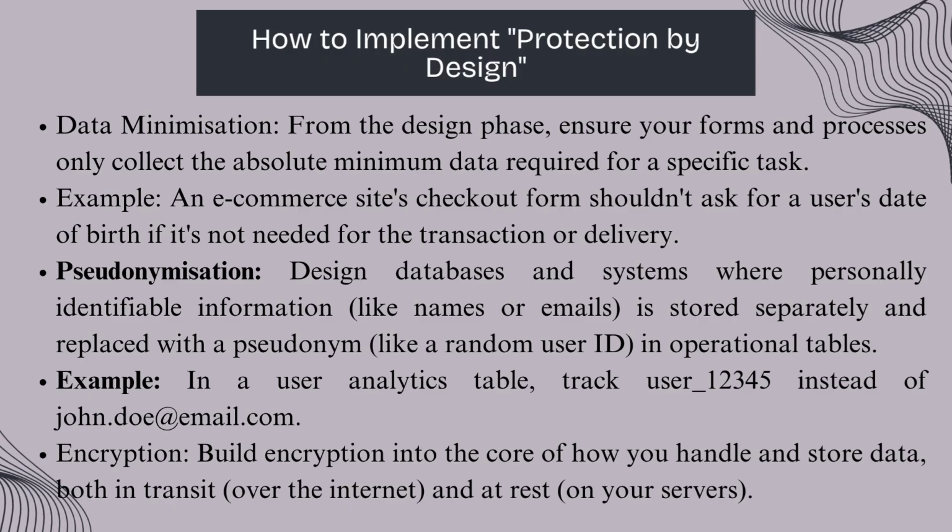The idea is simple: privacy shouldn't be an add-on, it should be your default mindset. So now let's look at how to implement this principle in real life. Here are three practical steps you can use right away. First is data minimization. Only collect the absolute minimum amount of data required for the purpose. Second one is pseudonymization. Replace personal identifiers like name or email with pseudonyms or IDs in operational databases.